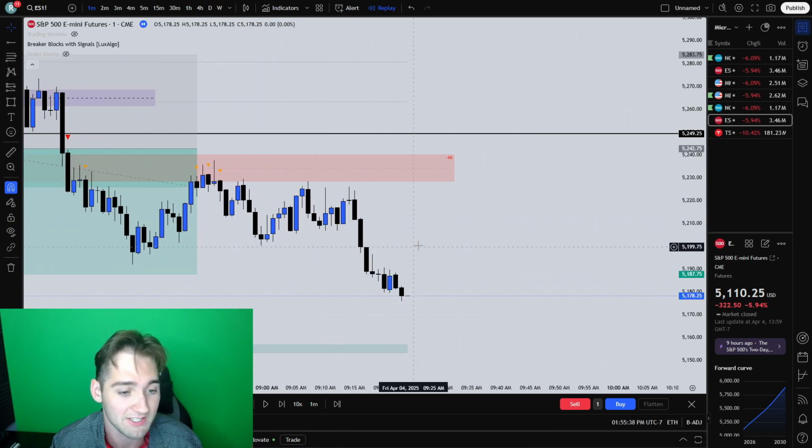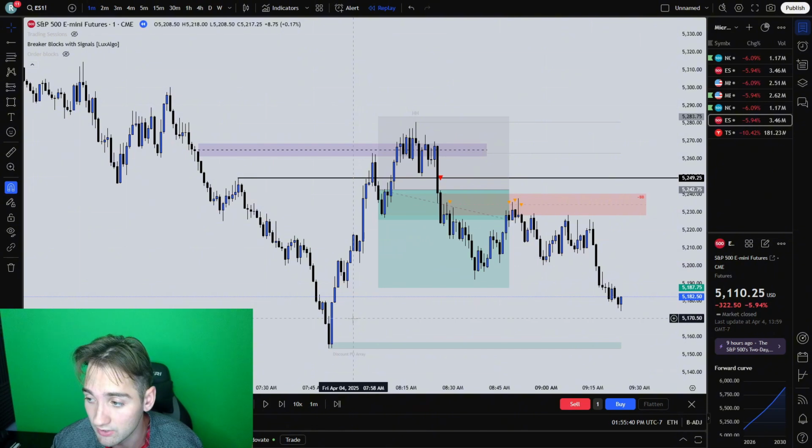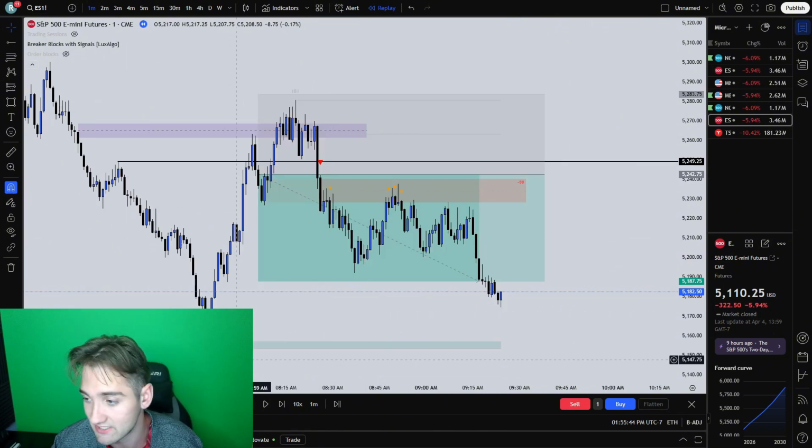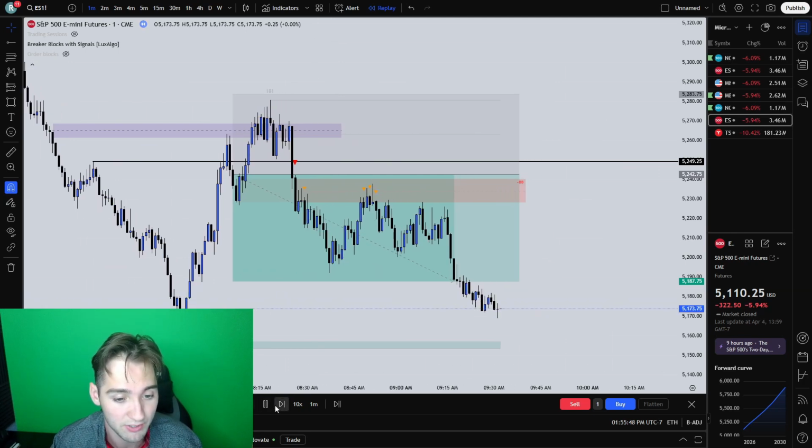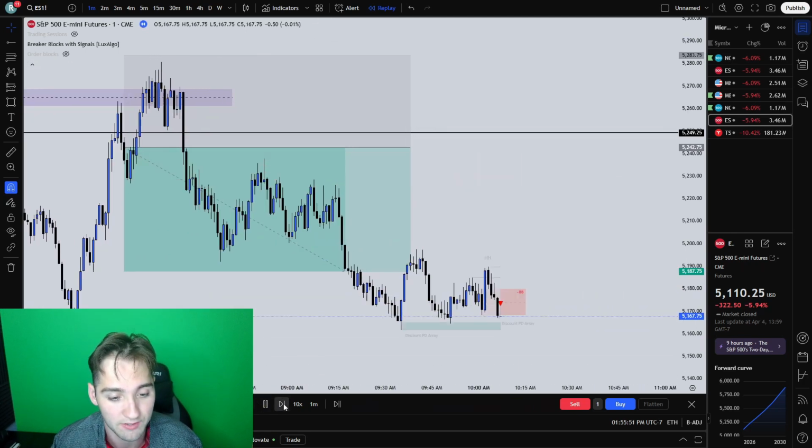What does price likely do? It has to come back and take out these liquidity lows. And again, we have a discount PD array right here. Tells us price is pretty drawn to that area eventually.